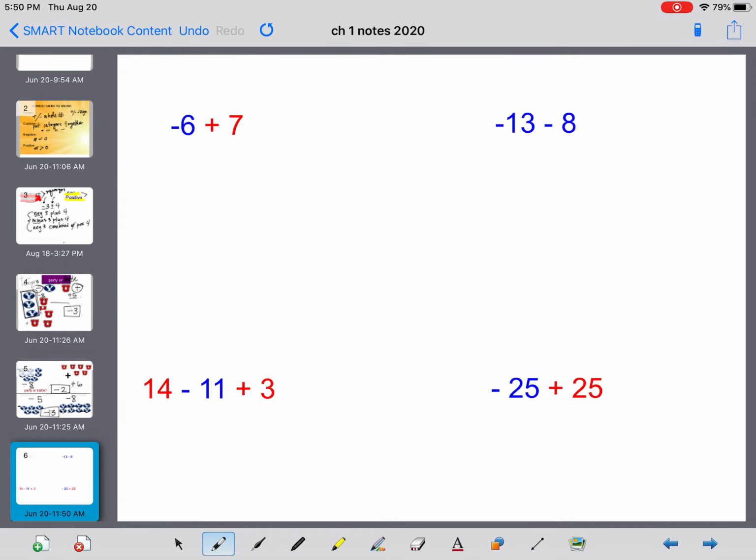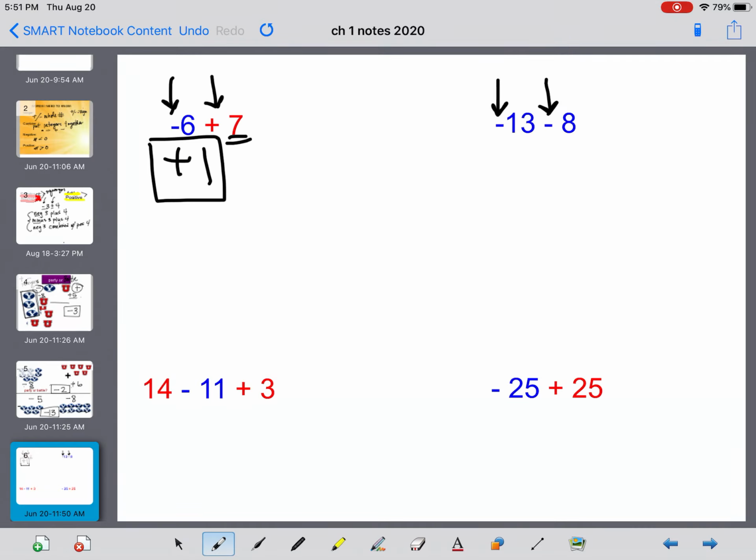So up here, I have 2 different teams. I have negative and positive. And we're going to combine a negative 6 with a positive 7. Is this a party or a battle? It's a battle. Who's going to win? The positive team. Why? Because they have more positive numbers than there were negative numbers, right? How many more positive numbers are there? There's one extra positive number. So that's my result.